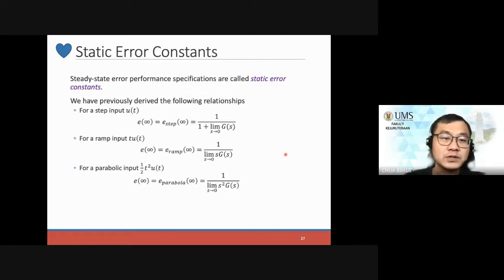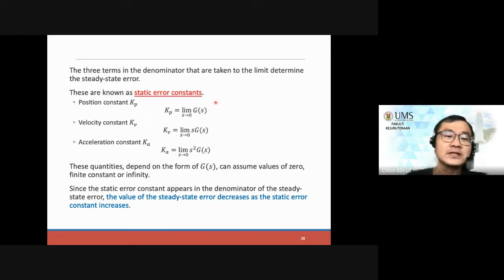Okay, so last week we covered a little bit on the steady state error, and we stopped shortly after this, about the static error constant, where we try to find some common terms which refer to the limits of G(s) or sG(s), depending on the type of input that we intend to put in. So therefore we have the so-called static error constants, Kp, Kv and Ka, to describe the so-called steady state error.